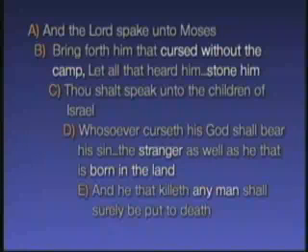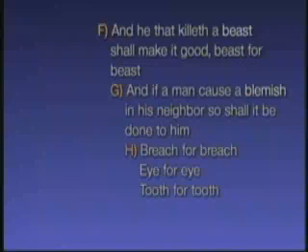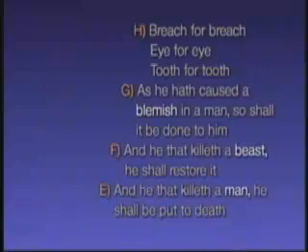Thou shalt speak this unto the children of Israel, whosoever curseth his God shall bear his sin, the stranger as well as he that is born in the land. And he that killeth any man shall surely be put to death, and he that killeth a beast shall make it good, beast for beast. And if a man cause a blemish in his neighbor, so shall it be done unto him. And we have a list there, killing a man, killing a beast, and causing a blemish. And then we have at the very center of this text, breach for breach, eye for eye, tooth for tooth.